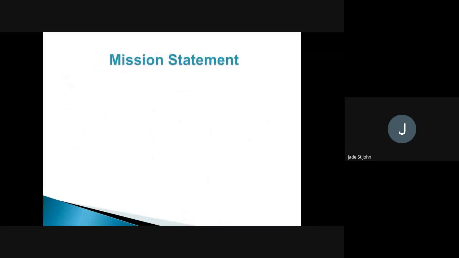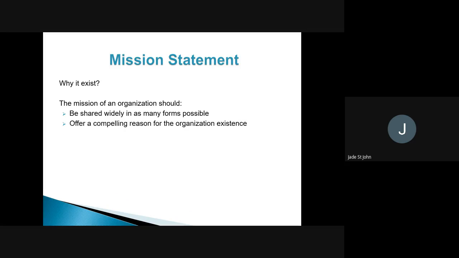So firstly, we'll start on what exactly a mission statement is. Determining a mission statement is simple. You just have to know why the organization exists. The mission of an organization should be shared widely in as many forms as possible. Once you have written a mission statement for the organization, the statement should be shared widely in as many forms as possible so that it can be used to truly guide the actions of an organization.